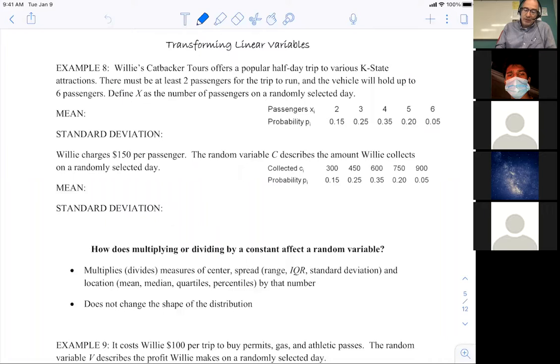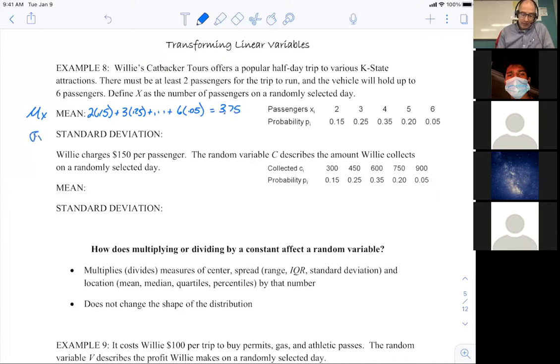All right, so define X as the number of passengers on a randomly selected day. Find the mean and standard deviation of that. So this is very, very straightforward. We would drop this into our calculator into list. However, on the AP exam, we have to remember that we have to show the notation of that. So this is going to be 2 times 0.15, plus 3 times 0.25. We're going to put our dots. Our last one is going to be 6 and 0.05. And if we do all that, that gives me a 3.75.